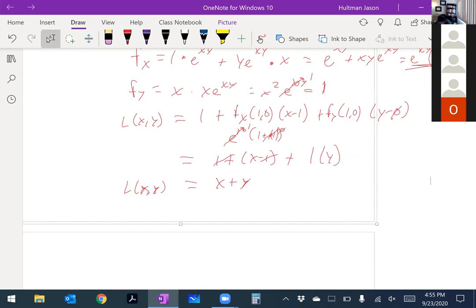Okay, so how is this going to help me? I want to get a linear approximation of f of 1.1, negative 0.1. So we're only 1/10 away from where we started. We're only 1/10 of a unit away in the x direction and in the y direction. Actually, it's the other direction because y is negative. So 0.1 in each of those directions.